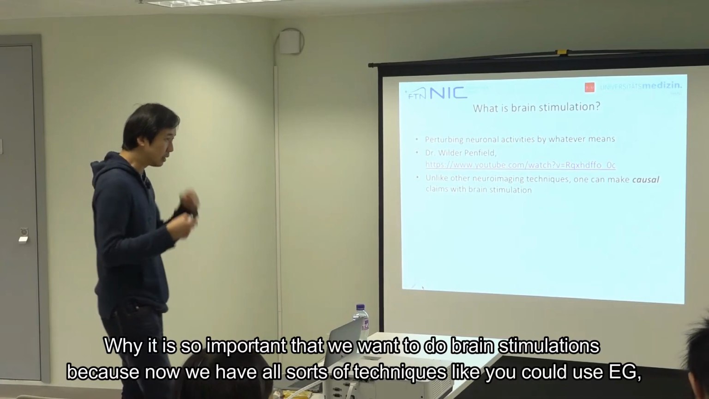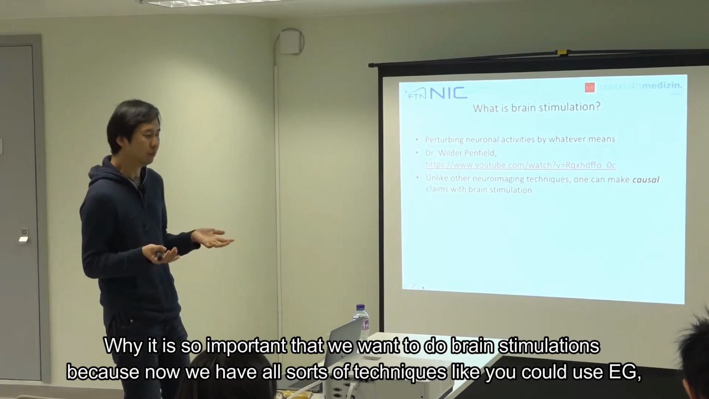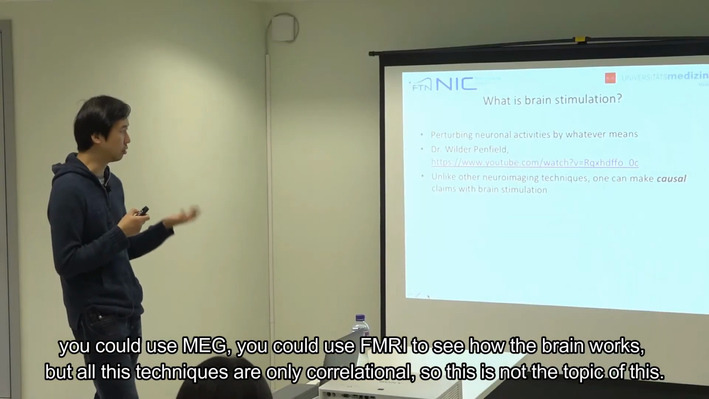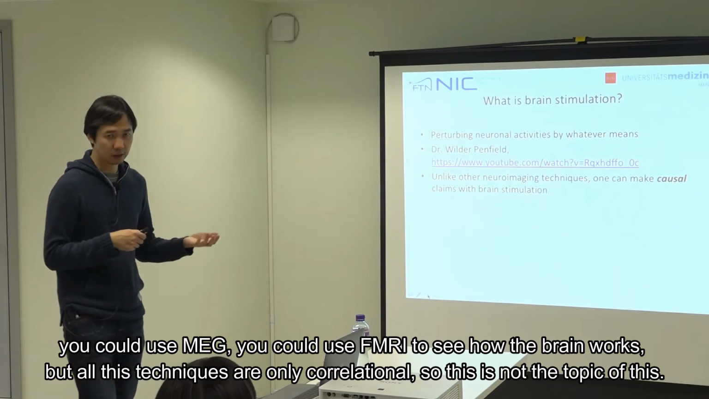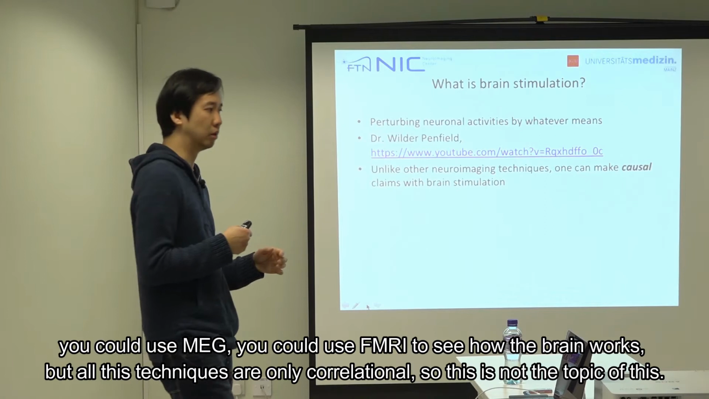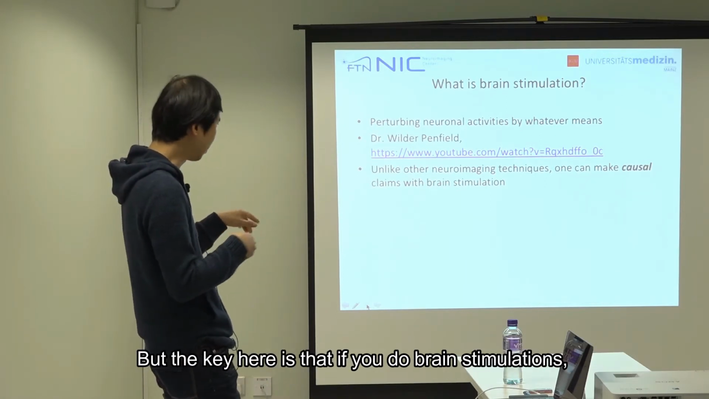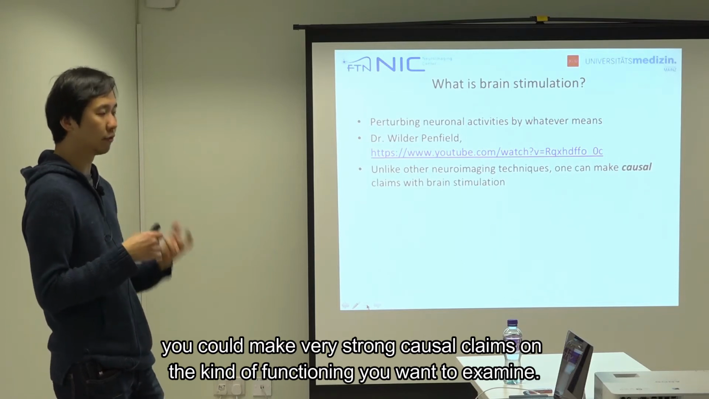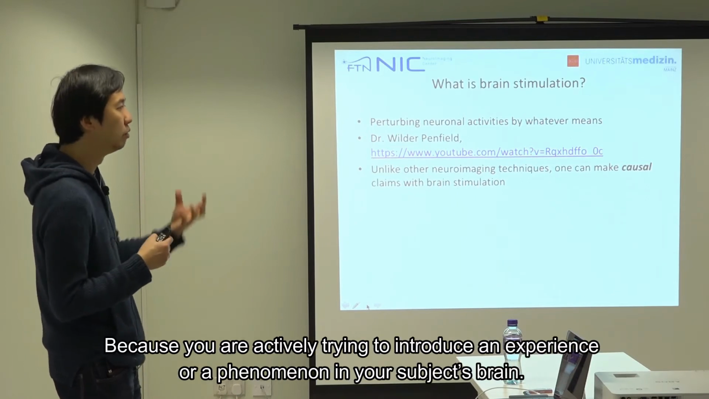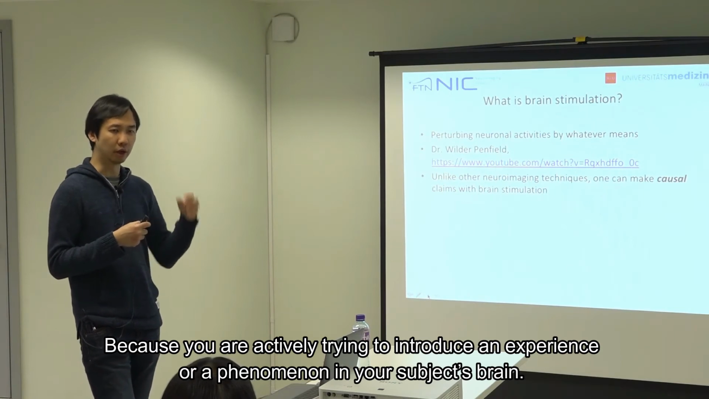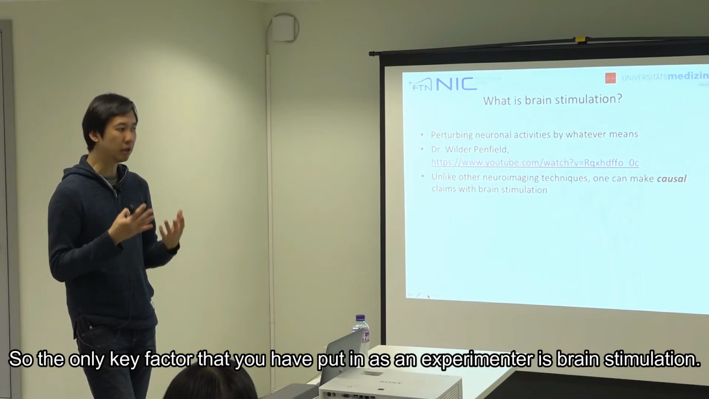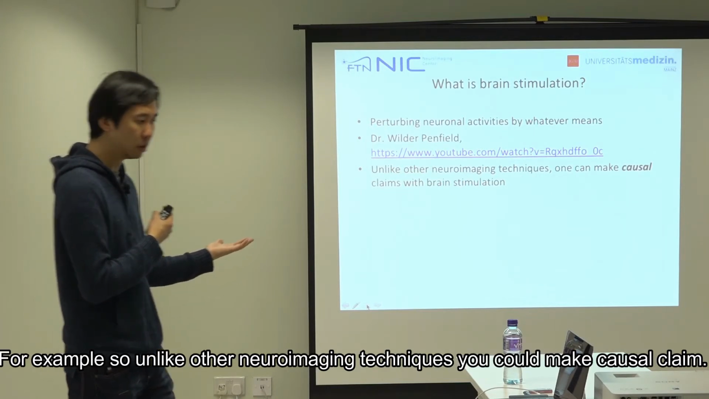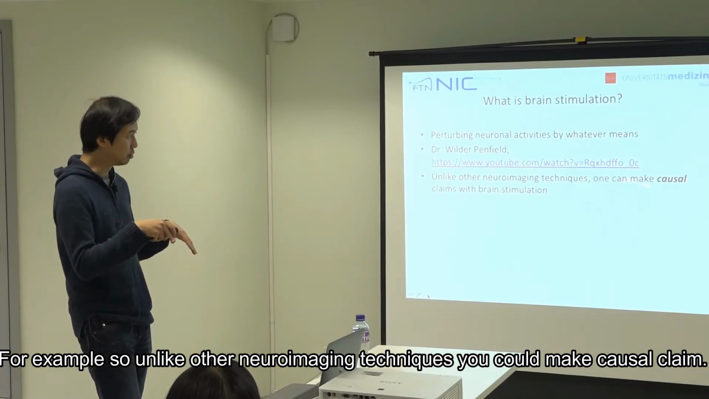So why is this so important, that we want to do brain stimulation? Because now we have all sorts of techniques, like EEG, MEG, and fMRI to see how the brain works. But all these techniques are only correlational. This is not the topic of this workshop, but the key here is that if you do brain stimulation, you could make very strong causal claims on the kind of functioning you want to examine, because you are actively trying to induce an experience or a phenomenon in your subject's brain. So the only key factor that you put in as an experimenter is brain stimulation. Unlike all other neuroimaging techniques, you could make causal claims.